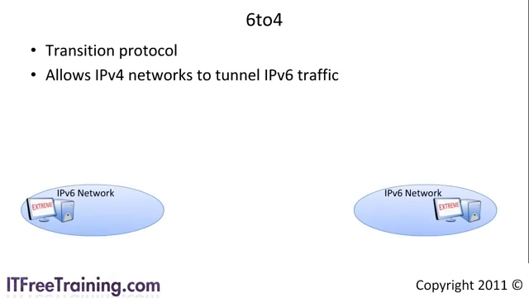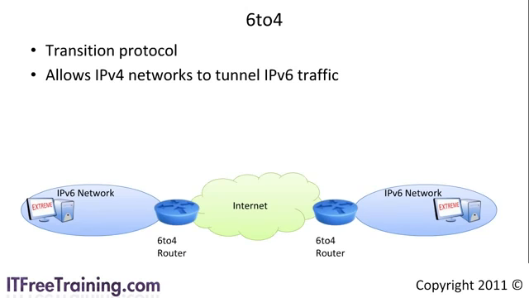Consider this example. There are two IP version 6 networks and you want to communicate between them. Between them you have the Internet, which at this time is mostly IP version 4, with very little IP version 6 routing. To communicate between the two networks, a 6to4 router is used to tunnel the IP version 6 protocol over the Internet. To do this, a public IP version 6 IP address is used.